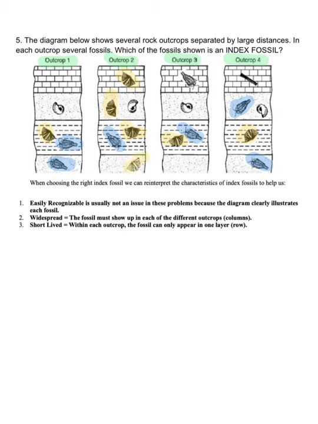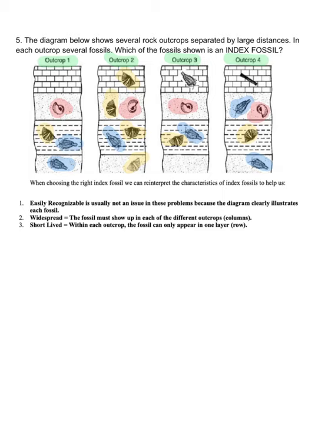Now for the spiral shell looking fossil, found in each of the outcrops, and it exists only in one layer. So the fossil that I have highlighted in red here would be the best index fossil for two reasons. As I said, it's found in only one layer, and it's found in each of the 4 outcroppings, so it is widespread.